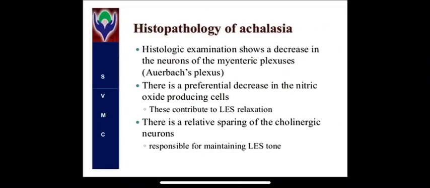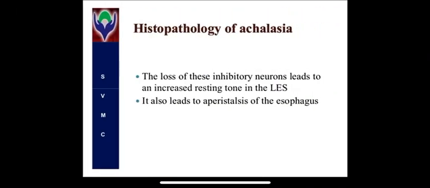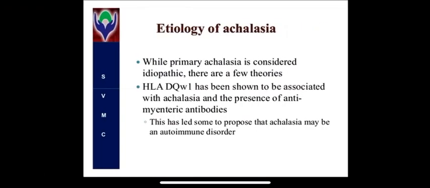Histopathology of Achalasia. Histological examination shows a decrease in the neurons of the myenteric plexus, that is the Auerbach's plexus. There is preferential decrease in the nitric oxide producing cells. These contribute to the lower esophageal sphincter relaxation. There is a relative sparing of the cholinergic neurons responsible for maintaining the tone of the lower esophageal sphincter. The loss of these inhibitory neurons leads to an increased resting tone in the lower esophageal sphincter, which also leads to aperistalsis of the esophagus.